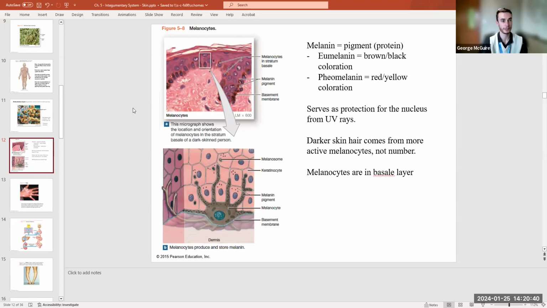Melanocytes produce a pigment called melanin. And melanin is what gives the darker brownish and even yellowish coloration that we associate with things like skin color, hair color, eye color. And there's two different types of melanin. We have eumelanin, which produces a brown or black coloration. We have pheomelanin, which produces more of a red or yellow coloration.